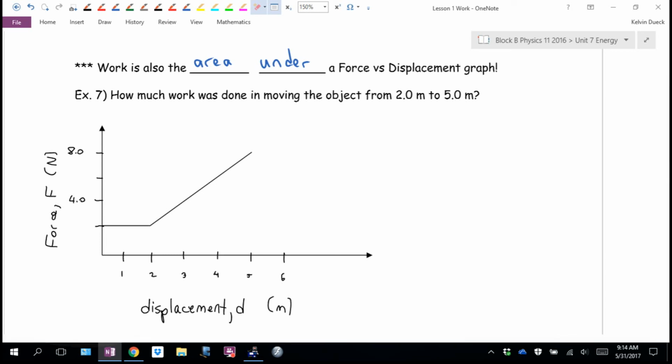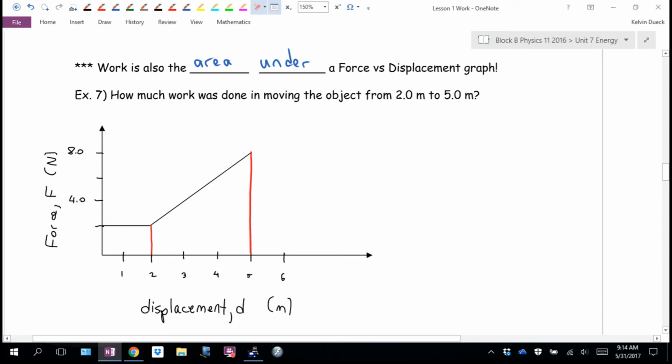Elliot, what does this question want me to find? More specific. Keep reading. Moving the object from 2 meters to 5 meters. Okay, we want to find the work moving it from here to there. I can't go force times distance. I can't go 8 times 5. And the reason is, look, the force is changing. It's getting steeper.